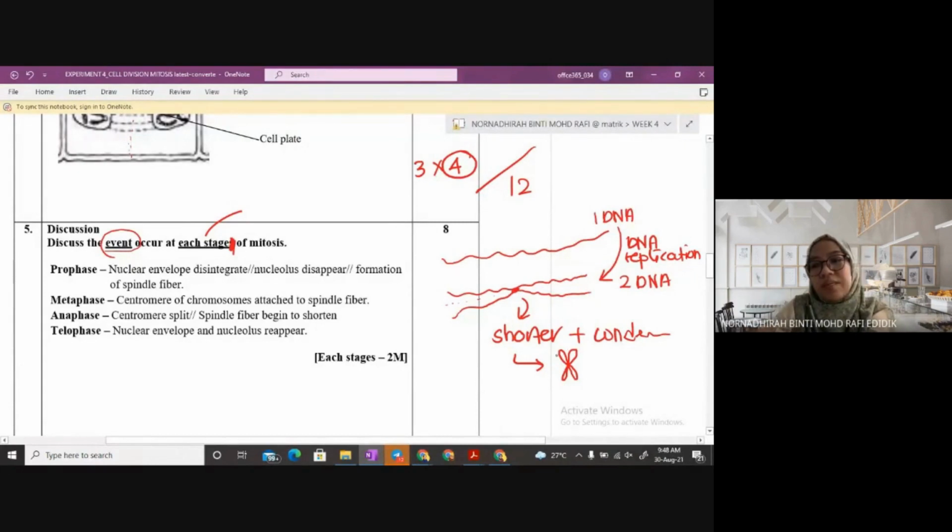Okay, then apa lagi yang berlaku kat situ? Boleh tambah. The chromosome become visible. It can be observed, easily observed lah sebab dia become visible. Dia dah shorten and thicken. And then what happen? Nucleolus disappear.